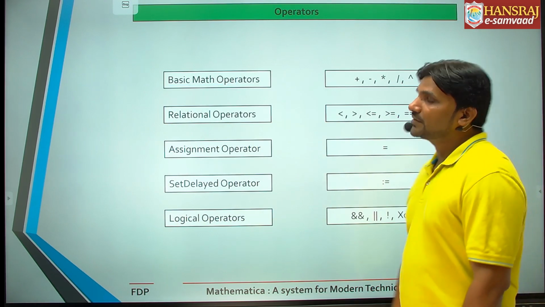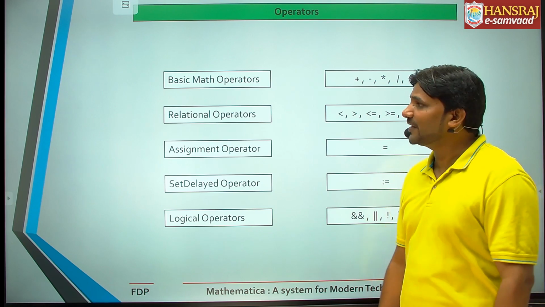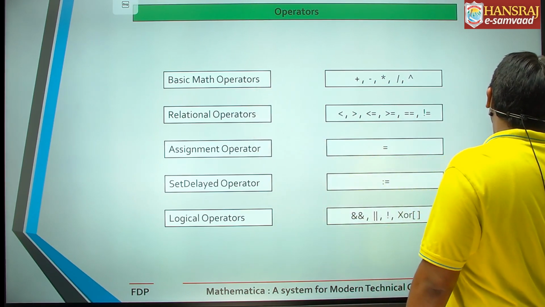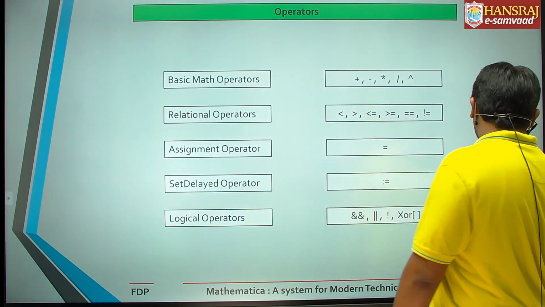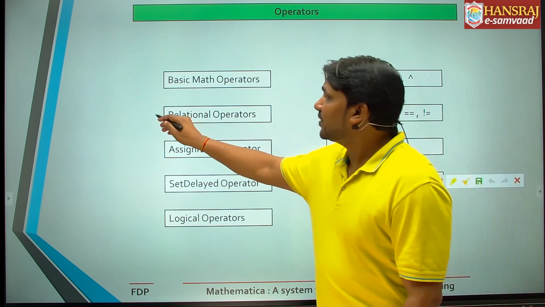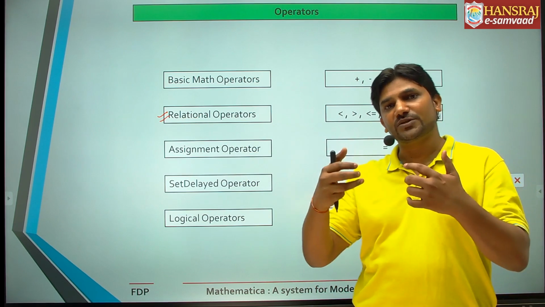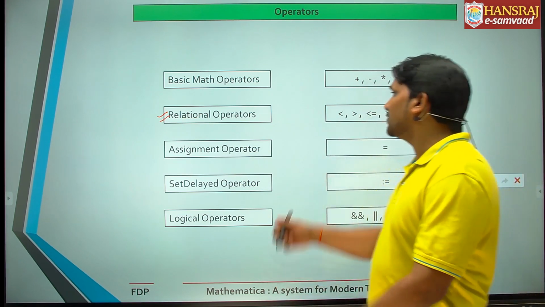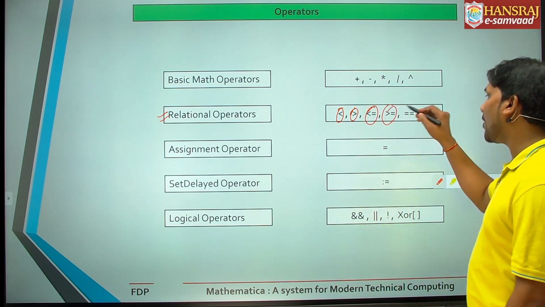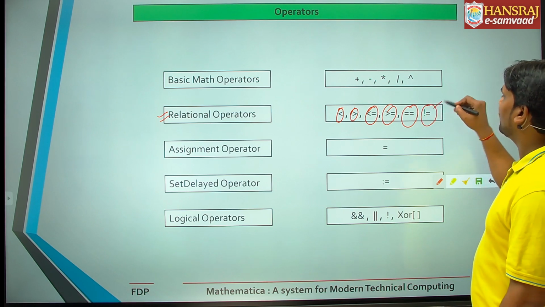There are different kinds of operators in any programming language. The same here in Mathematica, we can see the basic mathematical operators: addition, multiplication, subtraction, and others. And relational operators are also there. Relational means you want to compare two values to each other, then you will use the relational operators: less than, greater than, less than or equal to, greater than or equal to, equal to, and that one stands for not equal to.